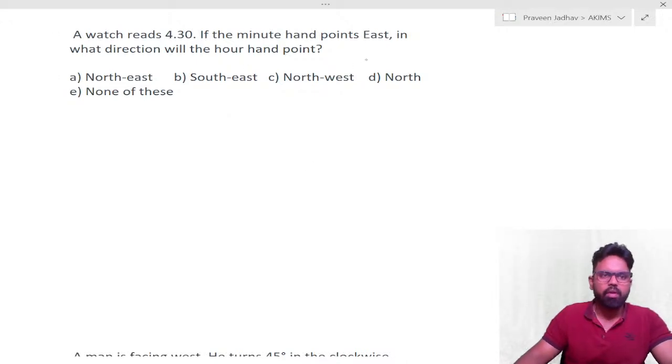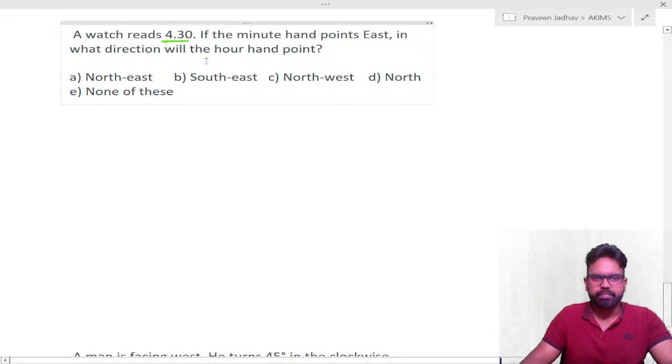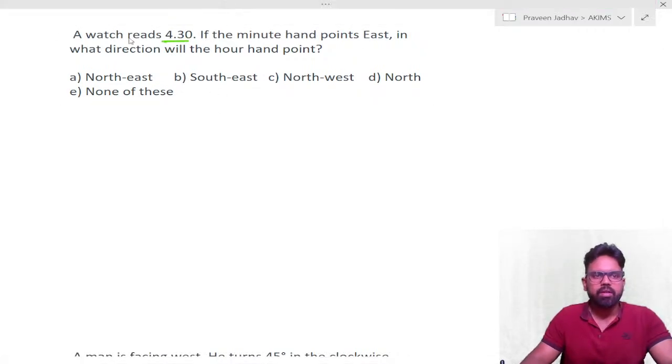What is happening here? A watch reads 4:30. If the minute hand points east, in what direction will the hour hand point? He says. Okay, let me take up a watch for you. Beautiful little round watch.